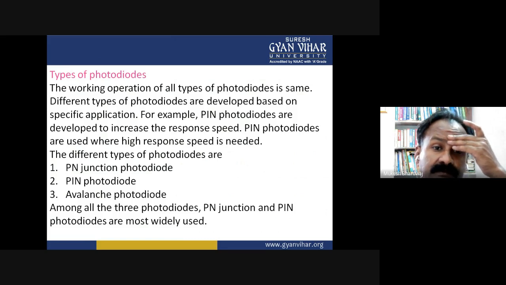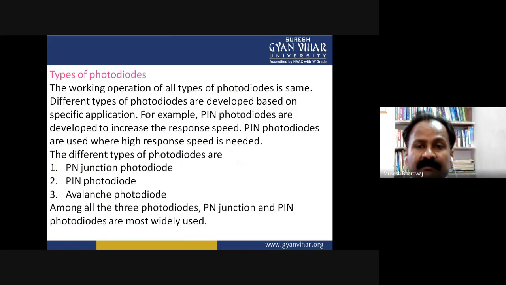Types of photodiode. The working operation of all types of photodiode is the same. Different types of photodiodes are developed based on specific application. For example, pin photodiodes are developed to increase the response time. Pin photodiodes are used where high response speed is needed. The different types of photodiodes are p-n junction photodiode, pin photodiode, avalanche photodiode. Among all the three photodiodes, p-n junction and pin photodiode are most widely used.